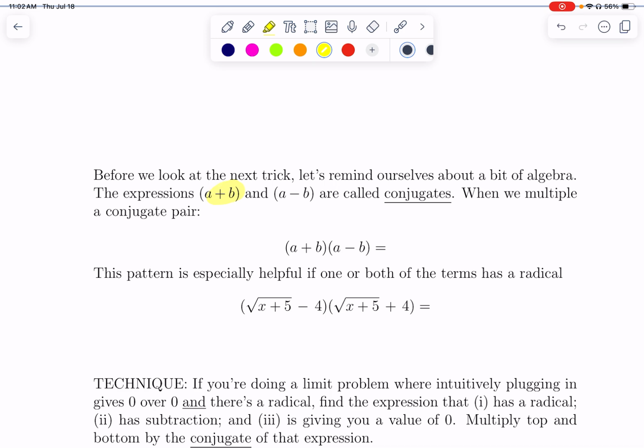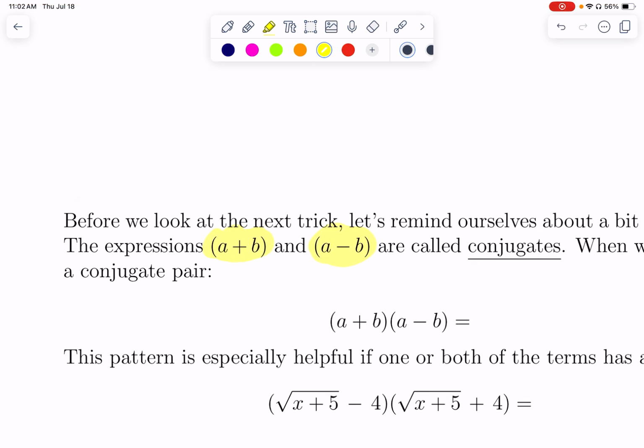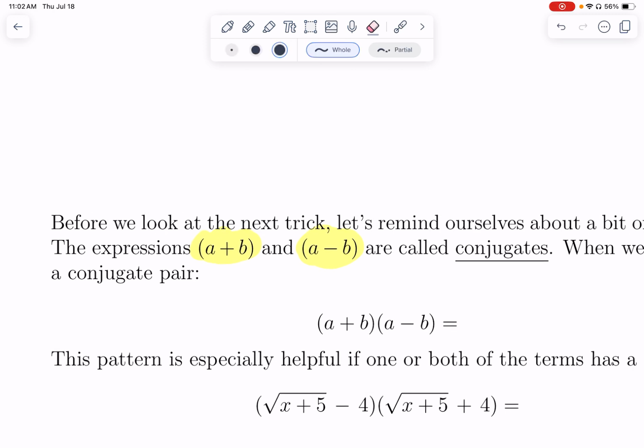If I have two binomial expressions like this, remember a binomial is a term for two things added together or two things subtracted. If one of them has addition and the other one has subtraction, but otherwise they're exactly the same, we call those conjugates. So a plus b and a minus b, those are a pair of conjugates. So if I have 3 plus x and 3 minus x, that's a pair of conjugates.